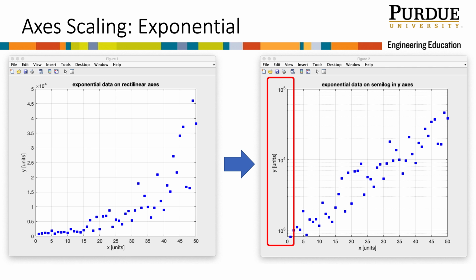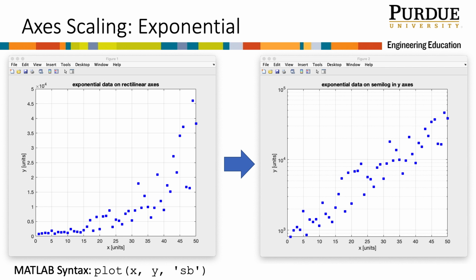Look at the y-axis here. Notice that the major tick marks are powers of 10. Notice also that the grid lines follow a logarithmic pattern as well. The values in each of these graphs are equal, but the visualization is starkly different. To get the plot on the left in MATLAB, we use the command plot. To get the semilog in y graph like this one, we use the command semilogy.